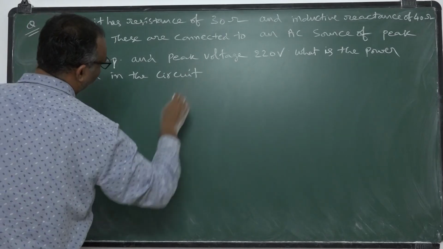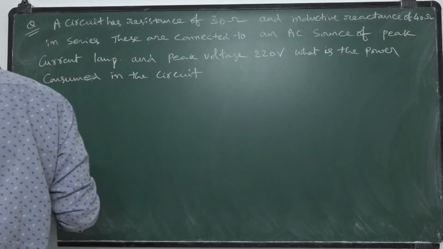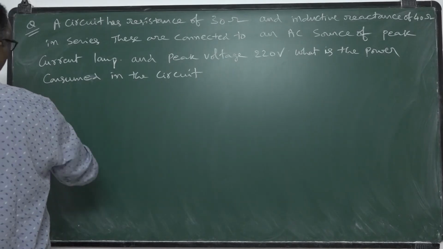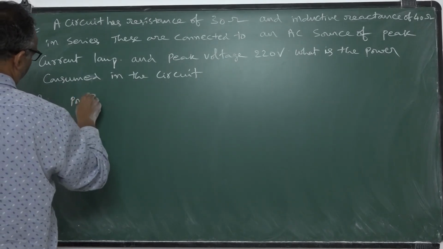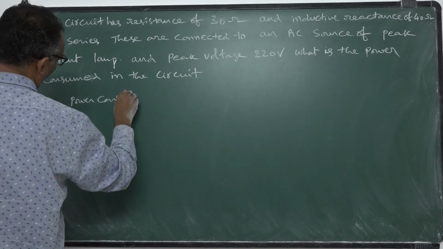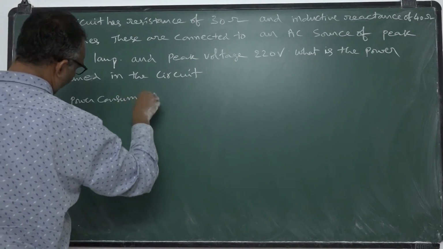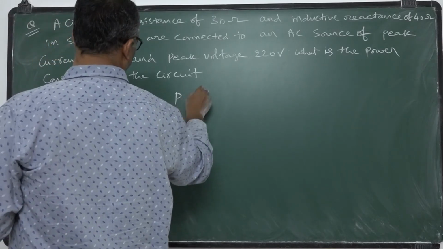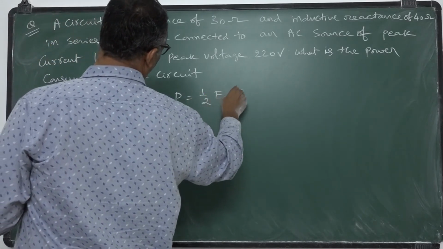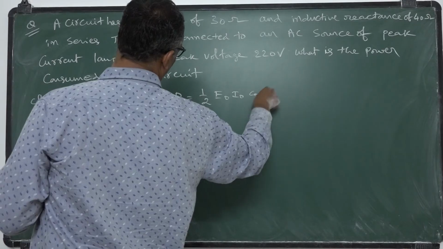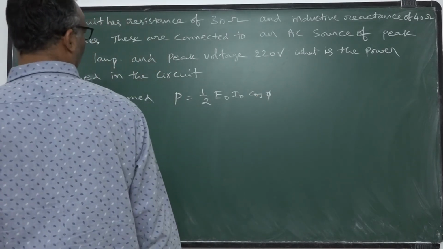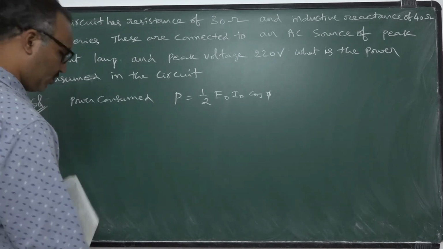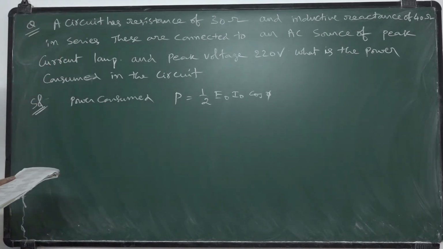What is the power consumed in the circuit? Solution. Power consumed P is given by half E naught I naught cos phi, or V naught I naught by 2 into cos phi. Cos phi is called power factor.